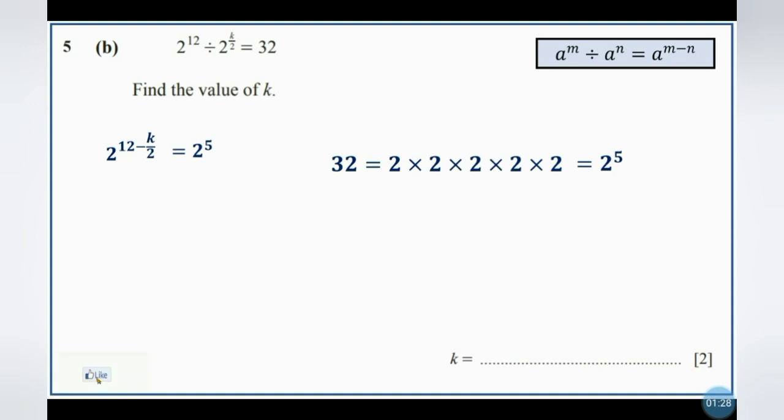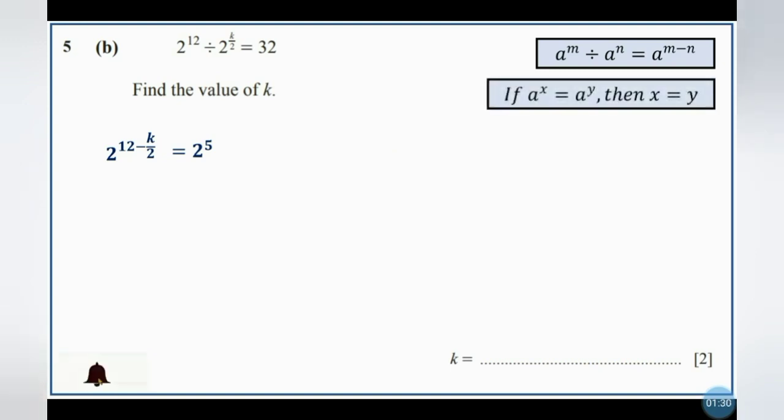And always remember, if a power of x is equal to a power of y, then I can just remove that common base and then I will just equate the indices, which are x and y. In this case, I will equate 12 minus k over 2 and 5. So it will become like this.